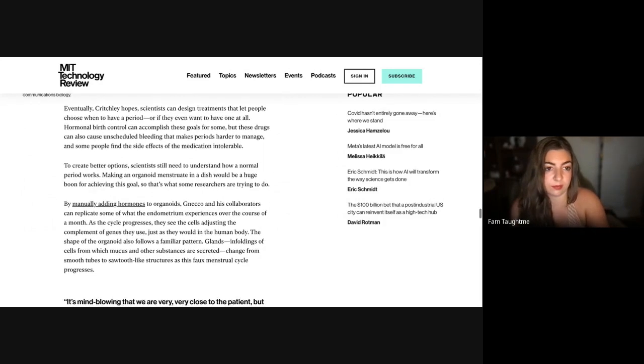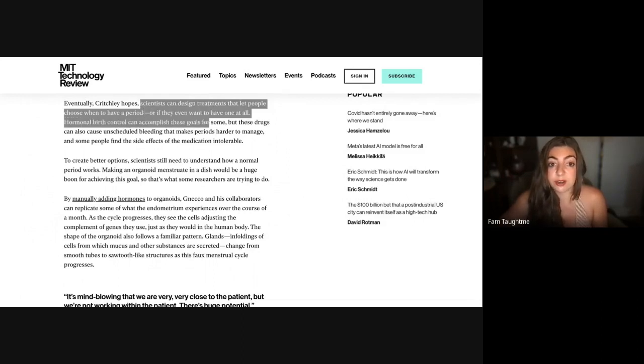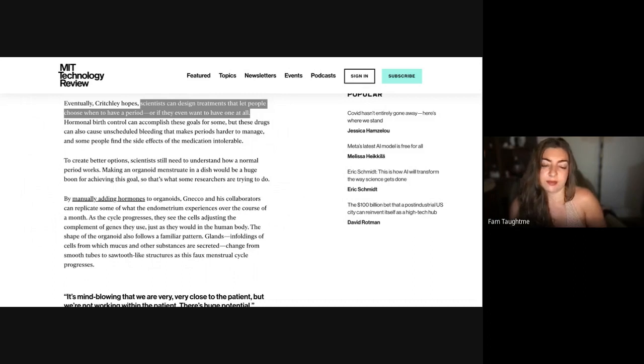This part, now, this is where it really got interesting for me. It says, eventually, Critchley hopes scientists can design treatments that let people choose when to have a period, or if they even want to have one at all. So again, really interesting that they're just like, oh, we don't know enough about the menstrual cycle. We want to know so much more about it. We're researching. And then really the whole point is to just get rid of it.